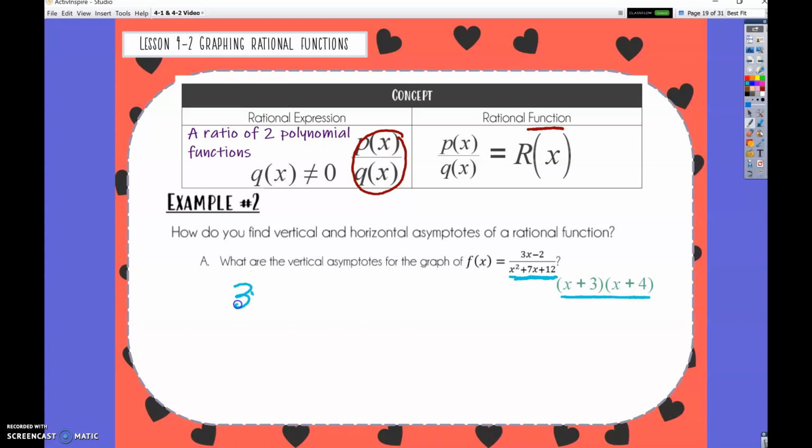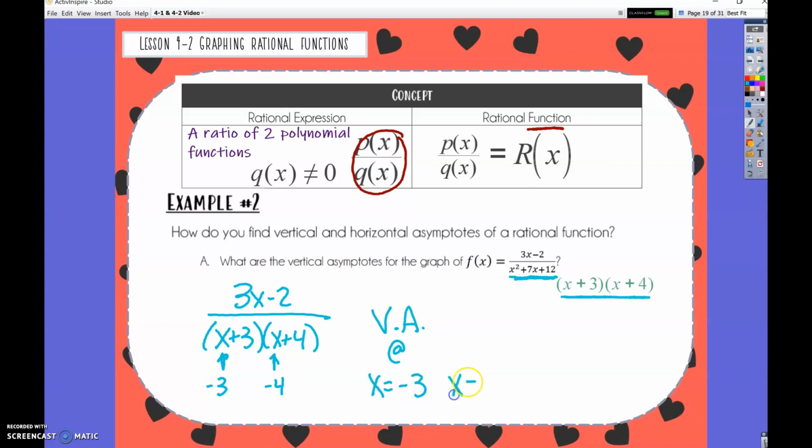But if we do that and we rewrote the equation as (3x minus 2) over (x plus 3) times (x plus 4), we should be careful to note what values we cannot plug in for x, because if we do, it'll make the denominator go to 0. And so those are zeros of the denominator at -3 or -4. So that means our vertical asymptotes are at x equals -3 and x equals -4. Let's repeat that. By factoring, you can see zeros easier. And if you know a 0 is going to happen in the denominator, you can't divide by 0. The graph will be undefined there.